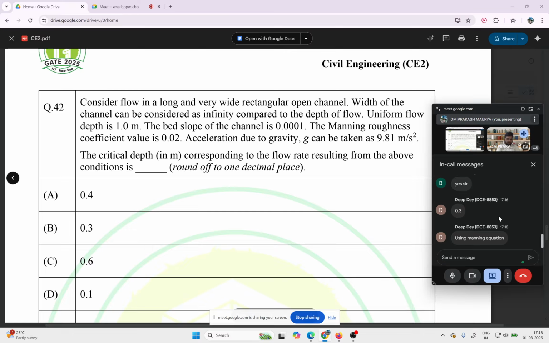Okay, Deep is telling using Manning's equation. Yes, you need to use Manning's equation here because Manning's roughness is given, and acceleration due to gravity, yes, you know already. The bed slope is also given, and uniform flow depth you have, and the statement is telling wide rectangular channel. So it is an indication that you have to use Manning's equation because data is given. Okay, Bala is also telling for question number 42, option B is correct. That is nice.